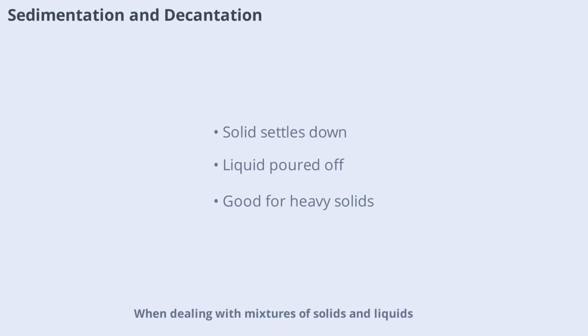Dealing with mixtures of solids and liquids, sedimentation and decantation come into play. For example, when rice or pulses are washed, dust and lighter impurities float and can be poured off with water. The heavier particles settle at the bottom, a process called sedimentation. Decantation is the careful pouring off of the liquid, leaving the settled solids behind. This method is useful for separating mixtures where the solid is heavier than the liquid.